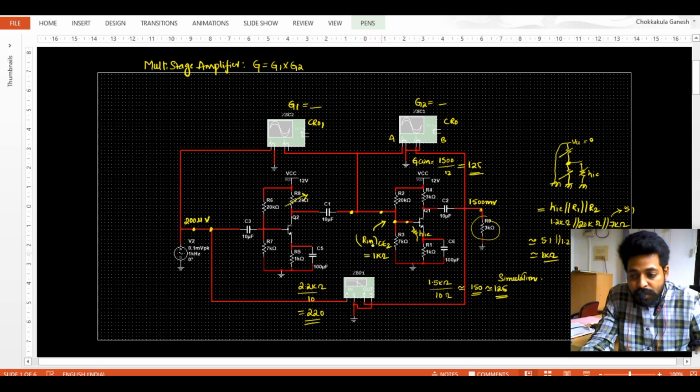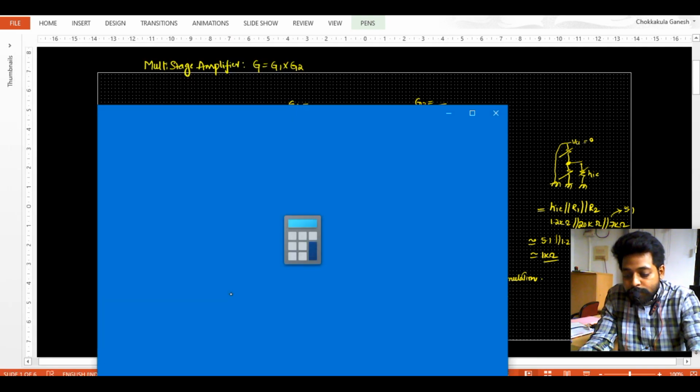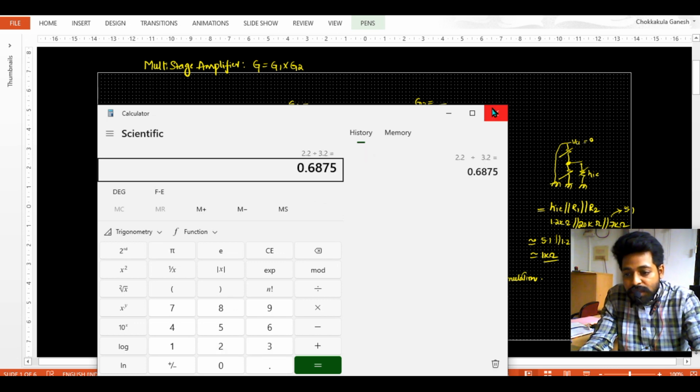1 kilo ohm. So now this entire circuit I will be removing, and the equivalent resistance of it, which is offering a resistance of around 1 kilo ohm, I will be placing in its place and simulating. The effective resistance here is 2.2 kilo ohms in parallel with 1 kilo ohm. So 2.2 into 1 by 3.2, it is around 0.68.